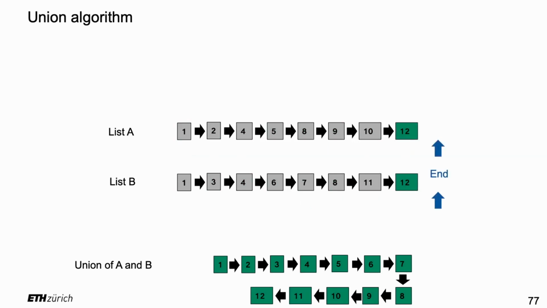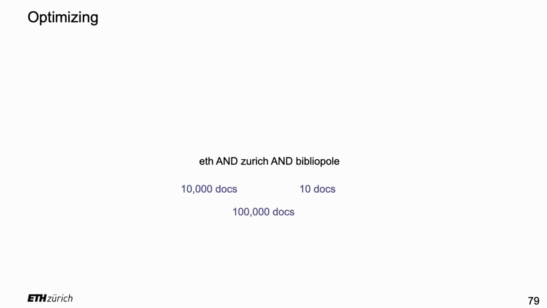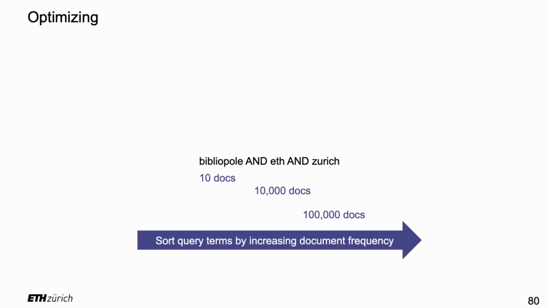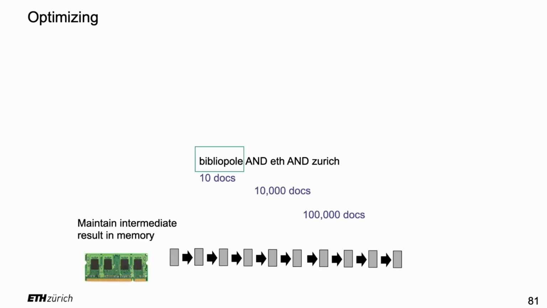That's the advantage that you see again, the intersection and the union, right? So now, because of these document frequencies, I know that Bibliopol is in 10 documents, Zurich in 100,000, and ETH in 10,000 documents, probably a lot of crypto documents as well in there. So indeed, you're absolutely right. I'm sorting these by increasing document frequency, which is the fancy name for the size of the posting list. And now I'm starting with Bibliopol and ETH, right?